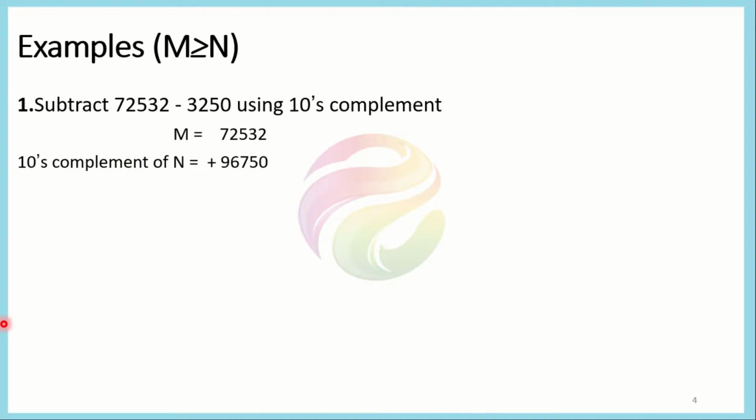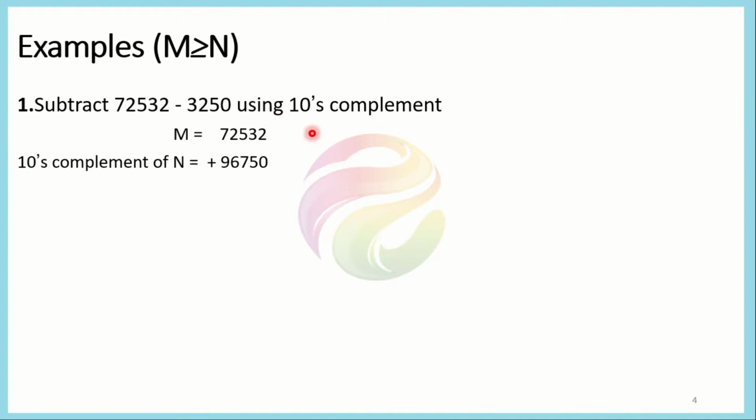Suppose first we will discuss the case when m is greater than or equal to n. Say we have two decimal numbers here, which are represented as 72532 and 3250. We have to subtract this number from this one. Because you can see that this is of 4 digits and this is of 5 digits, to make both of them equal, we will put an extra 0 here.